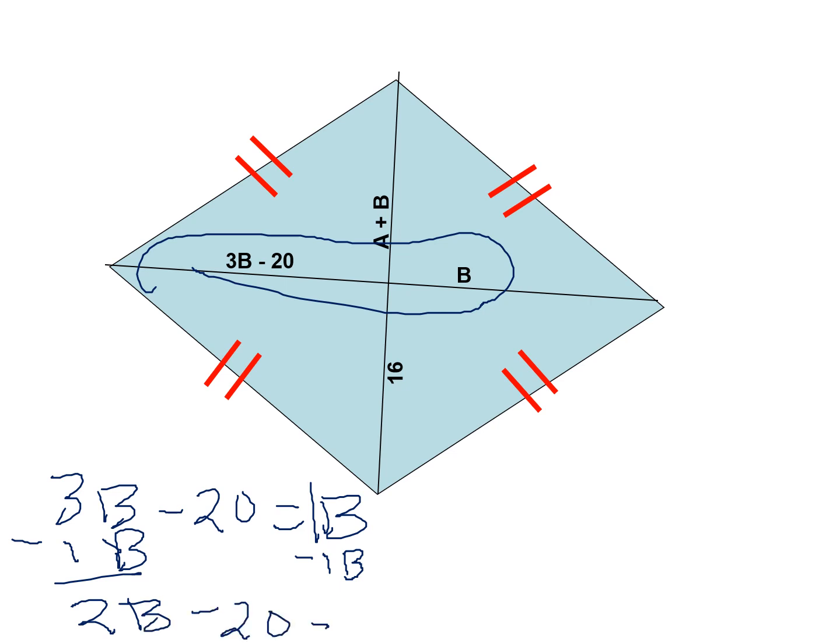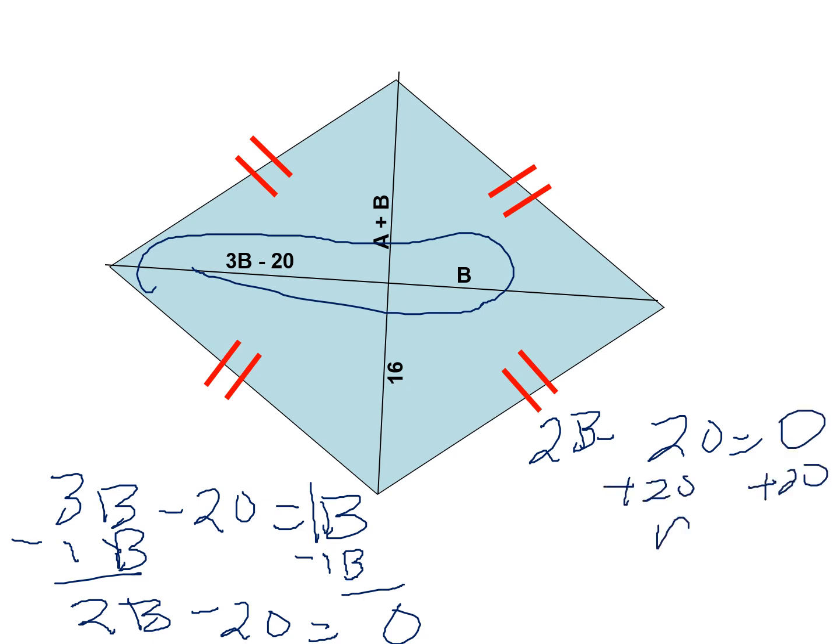And what's left over here? 0, and that's okay. You can have 0 on the side. You're not through. 2b minus 20 equals 0. Move your 20. Plus 20, plus 20. 2b equals 20. So b is 10. Okay?